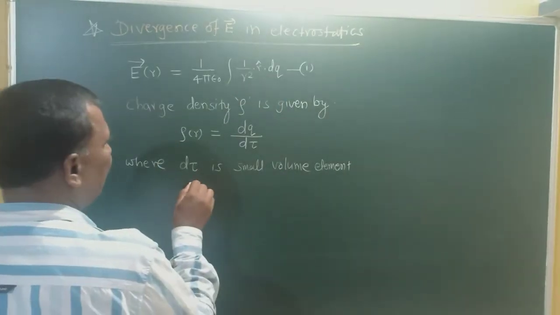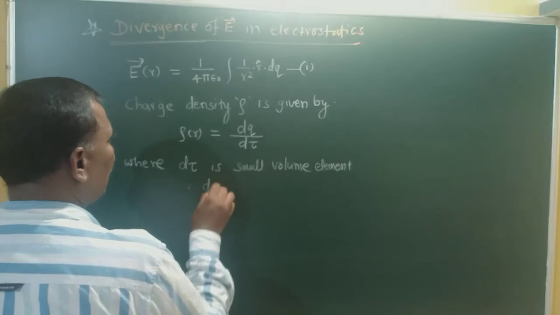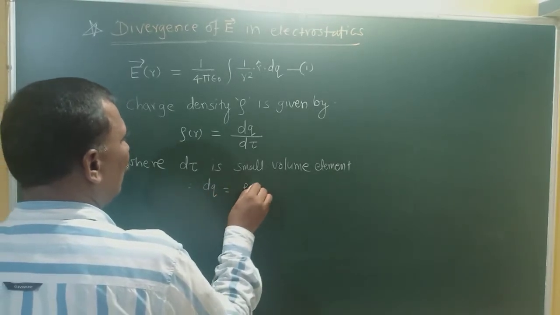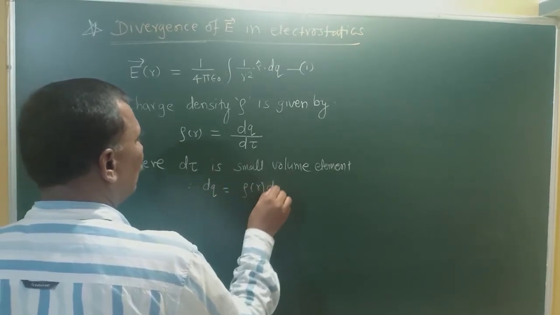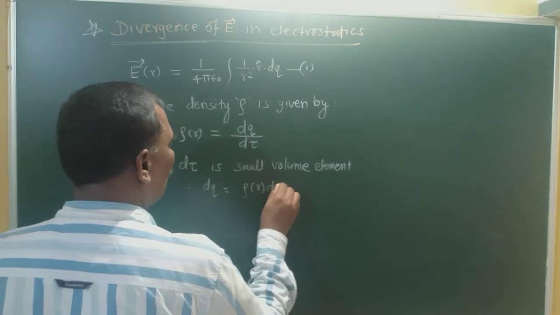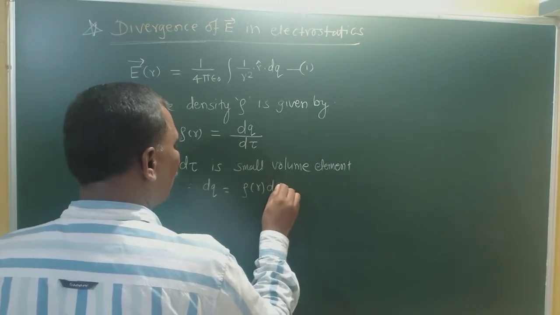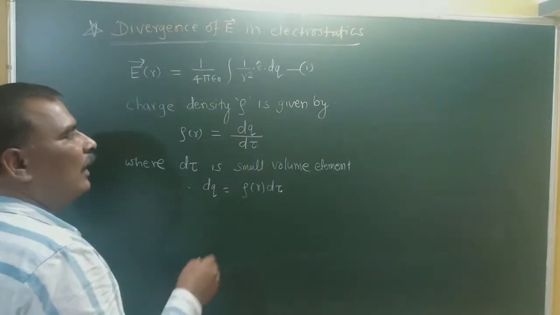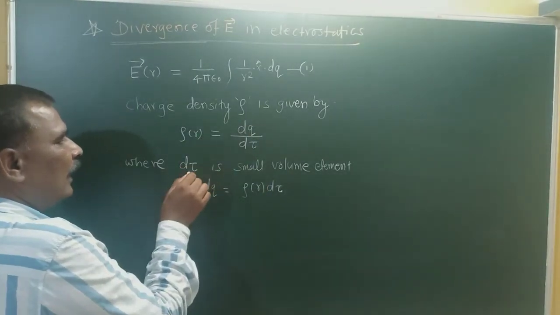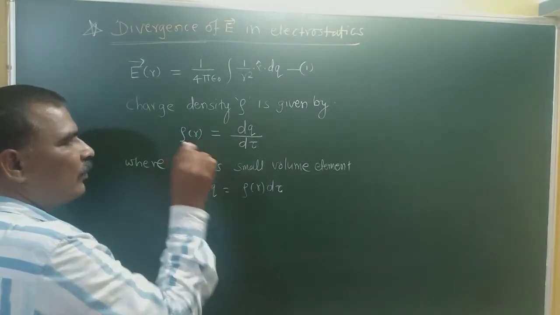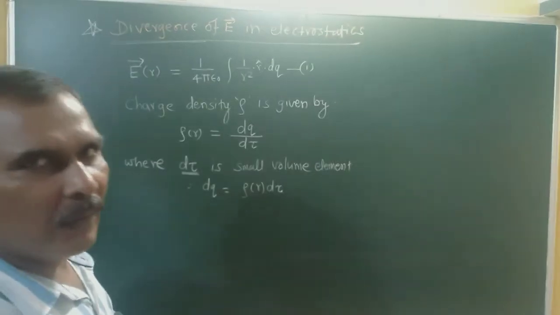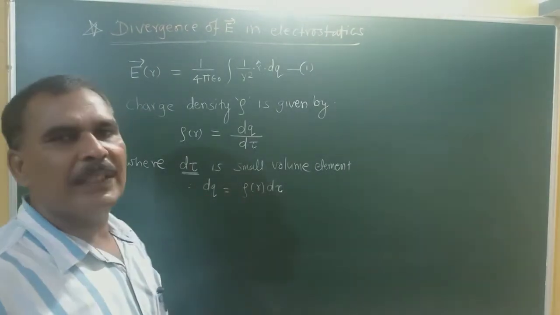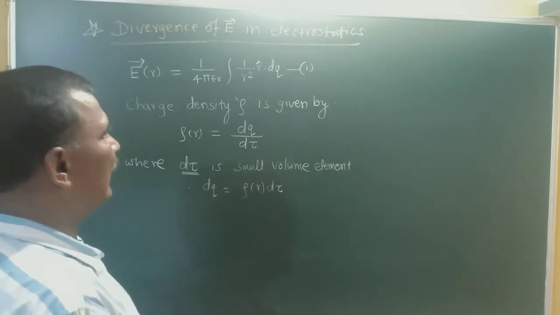Therefore, we write that dq is equal to rho of r into d tau. In some books we use tau or dv; dv is also considered as d tau. d tau is a small volume element. The symbol has the same meaning, we can use d tau or dv.